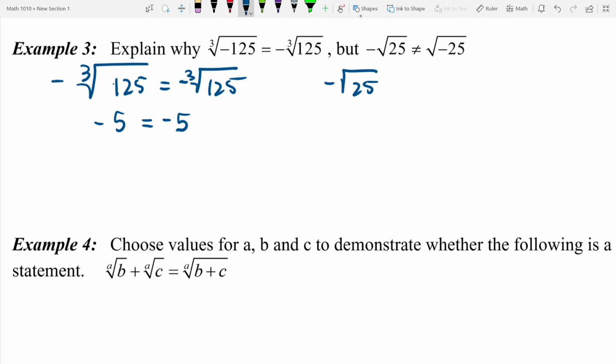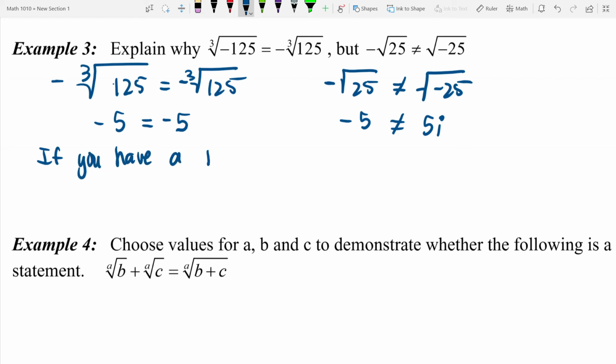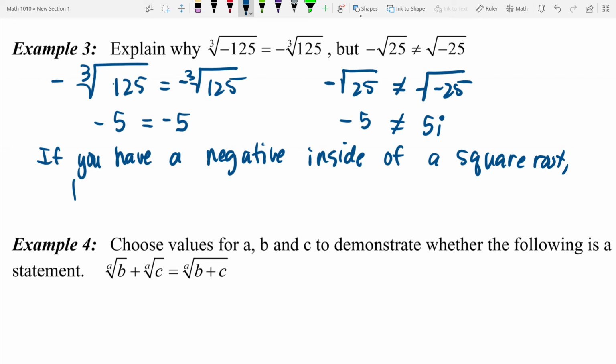Negative square root of 25 is not equal to the square root of -25. Why not? Well, look at this. Negative square root of 25 is a -5. What do I have on the right-hand side? Can anybody tell me? That is a 5i. Good. Okay. So why are those not equal to each other? I'm going to say if you have a negative inside of a square root, comma, that is an i. I think that's acceptable.